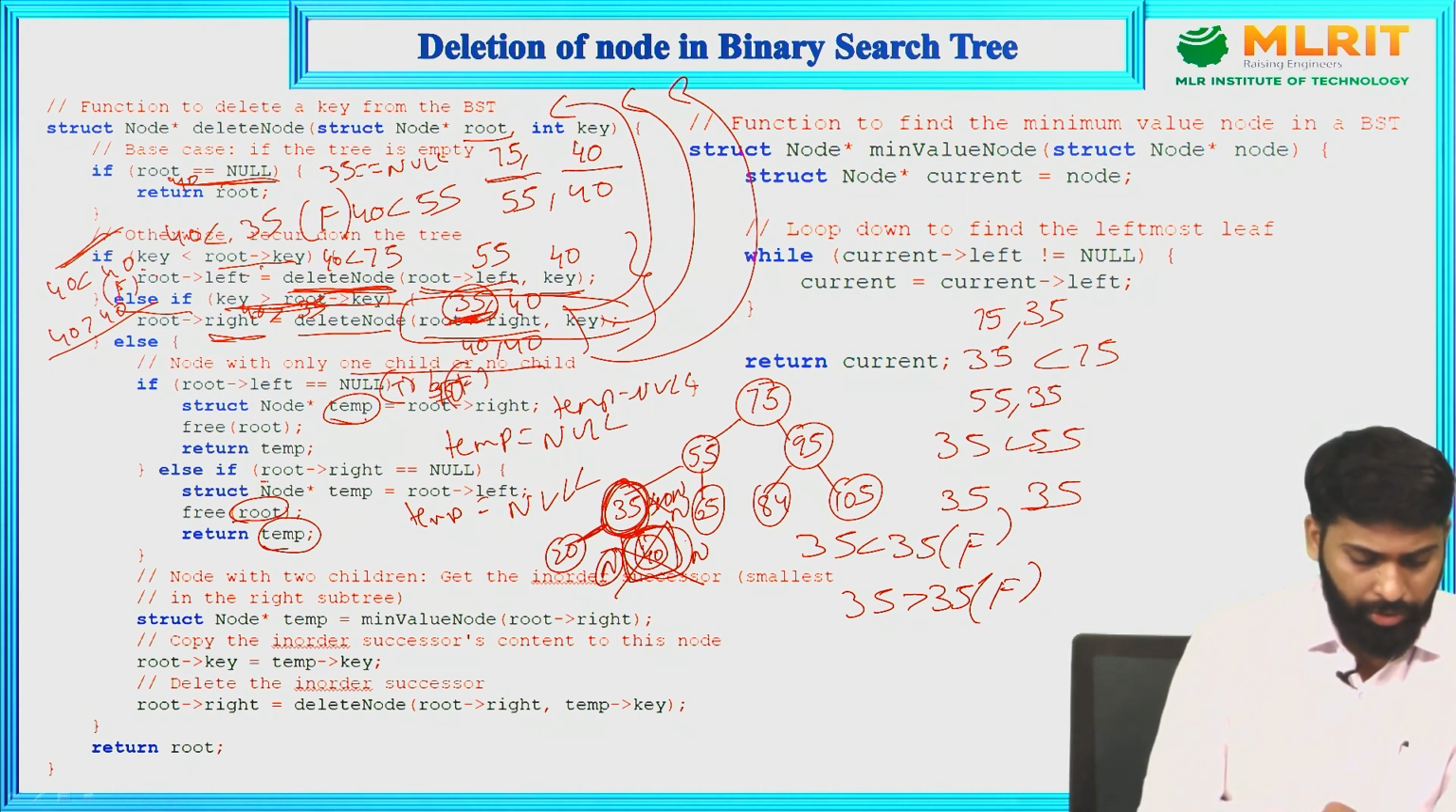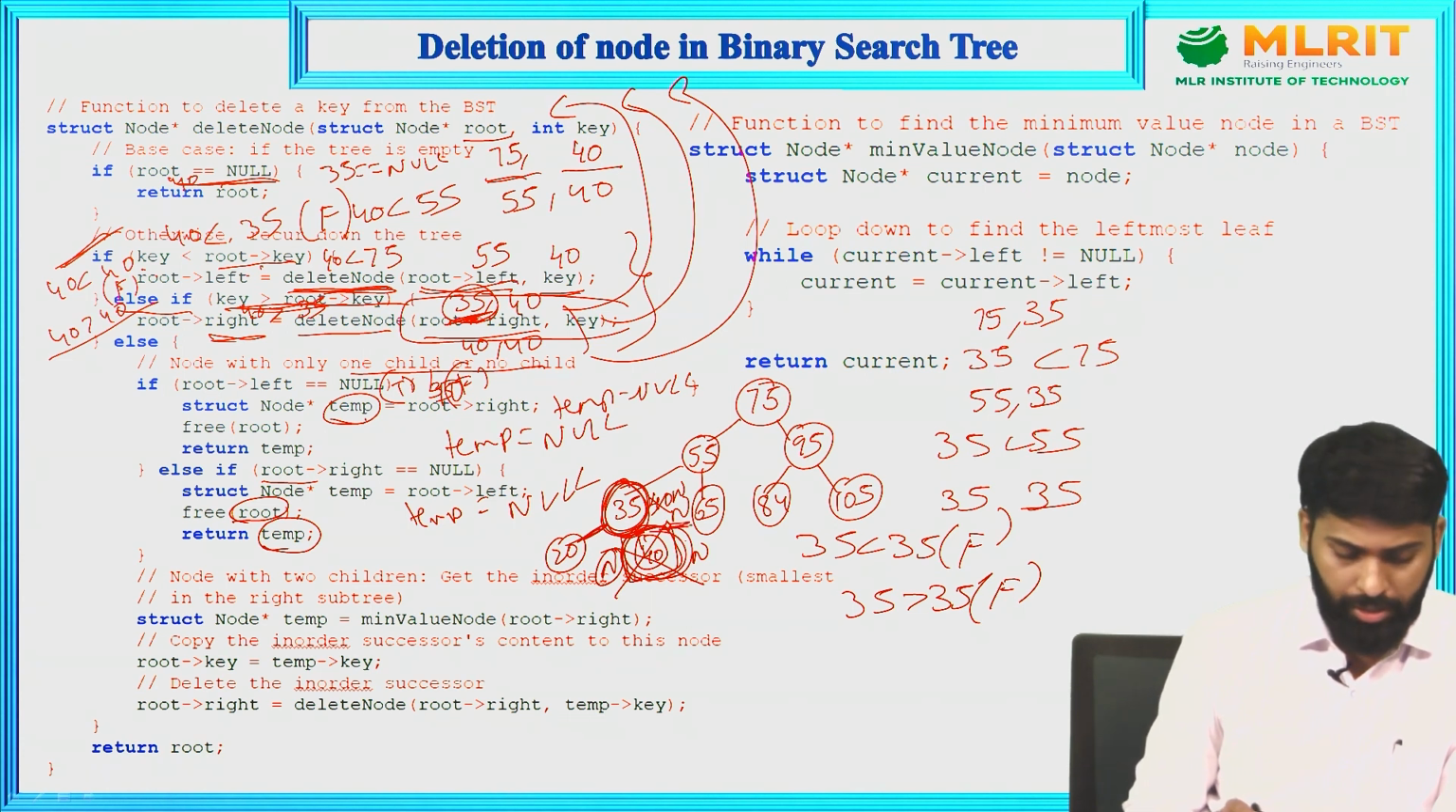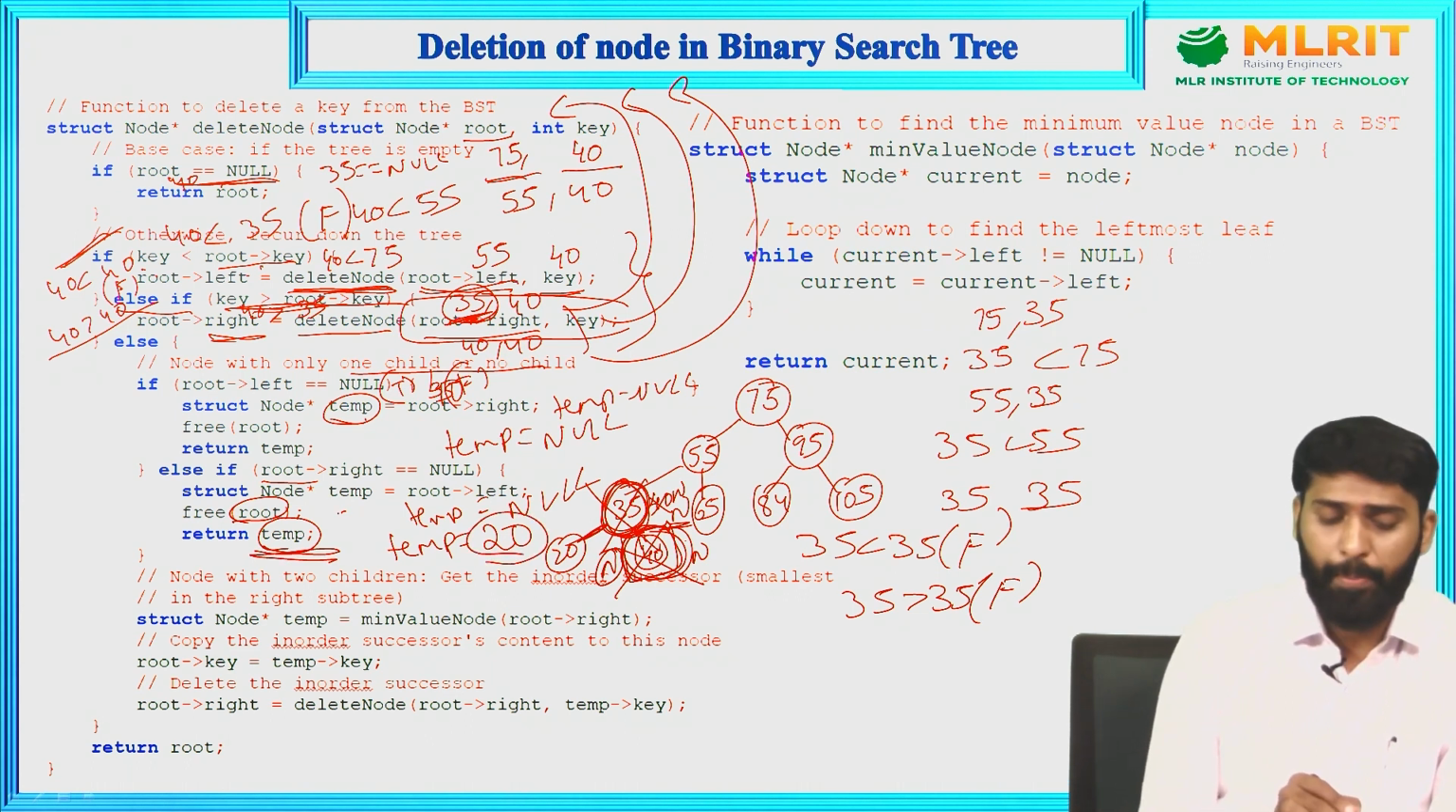Then we move to here. Root arrow right is null. Yes, it is null. So temp equals to root arrow left. Now we are taking one temporary variable temp. So root arrow left is 20. Now we delete this 35 and return this temp. What is the temp? 20. Return to previous function call.